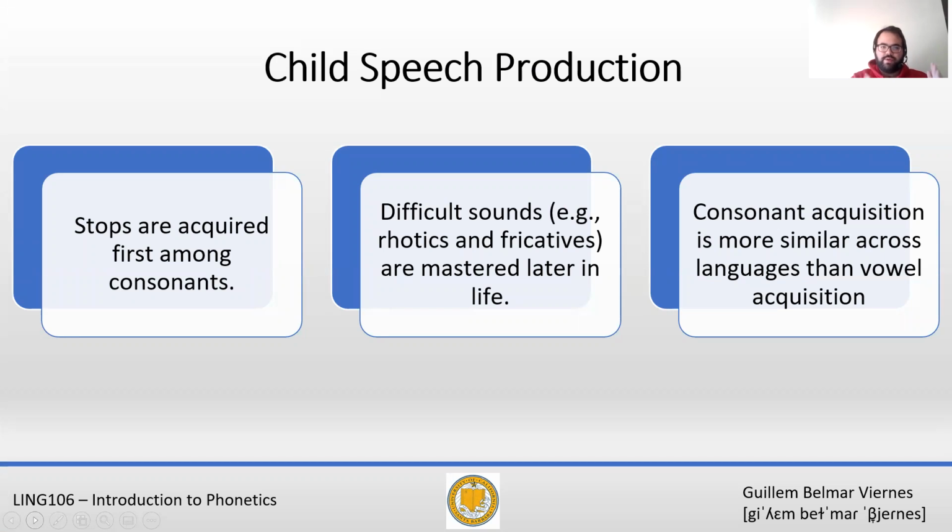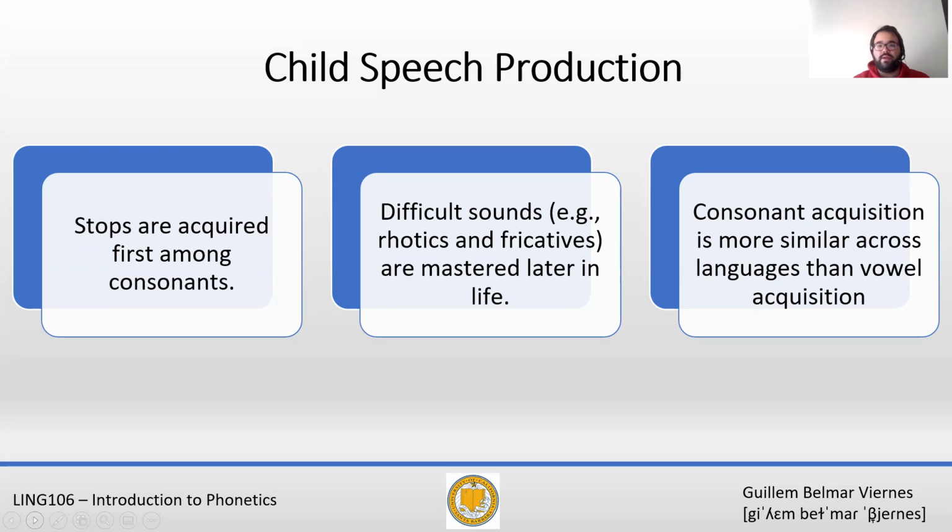So we said that first we acquire stops. When we talk about consonants, stops are the first ones, and then we move on to other sounds, especially difficult sounds like rhotics, like r in English, the approximant, or the trills in Spanish. So these are very complex sounds. These are much more complicated, and they are not mastered until later in life. That's why you have children that are 6 or 7 years old that have problems with rhotics.